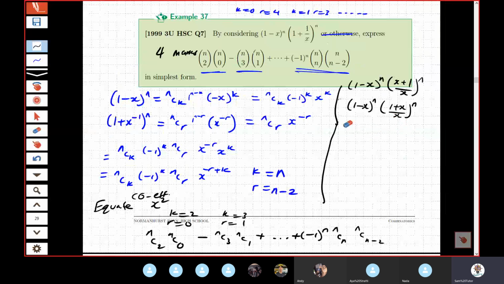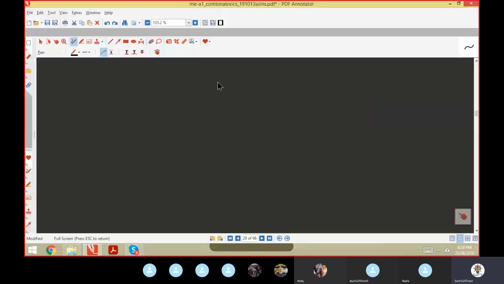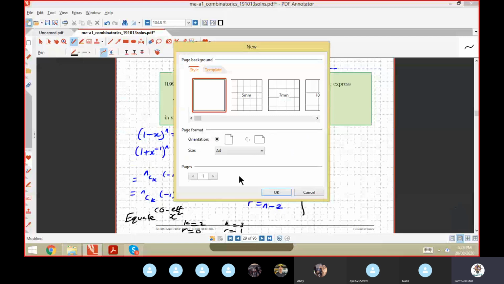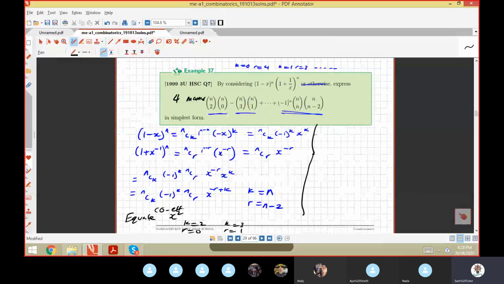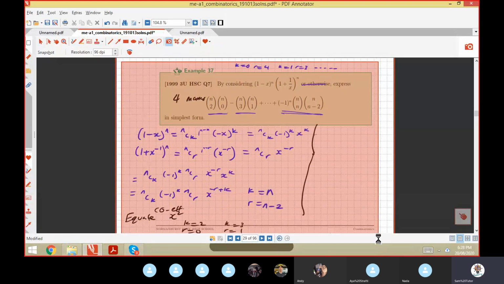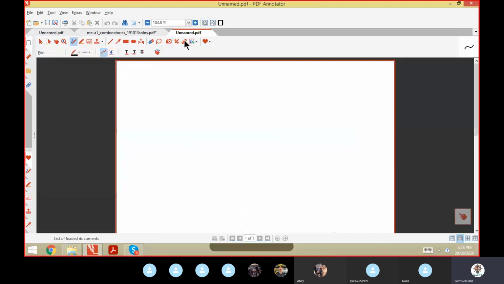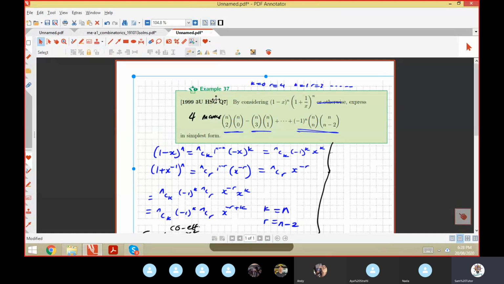1 minus x squared. Why would you only give like half a page? All right, doesn't matter. If they were expecting the same handwriting, yeah. Yes. Okay, always, please come on. Okay.